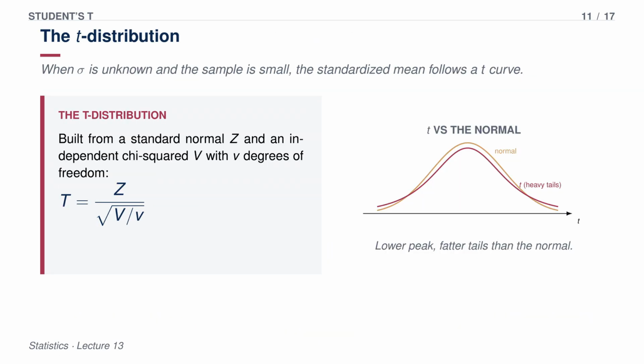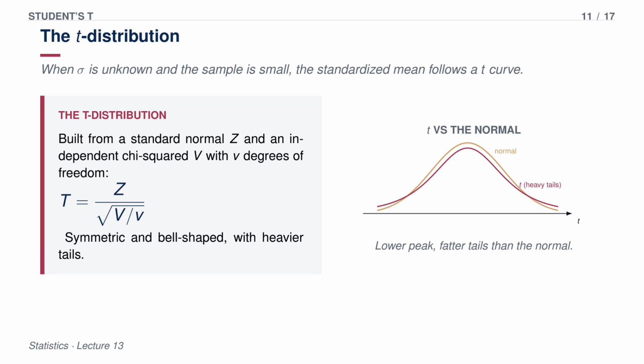Now the t-distribution. This is the one you reach for when sigma is unknown and the sample is small, which honestly is most real life. Let me give you the recipe slowly because the formula looks busier than it is. You take a standard normal z on top and an independent chi-squared v on the bottom. And the full thing is t equals z divided by the square root of chi-squared v over v. Z over the square root of chi-squared v over v. So it's a normal, but divided by something noisy underneath. And that noise in the denominator is what fattens it up.